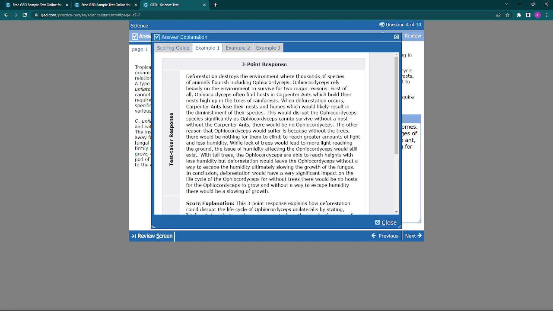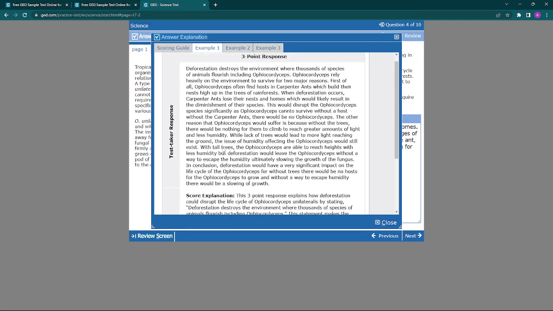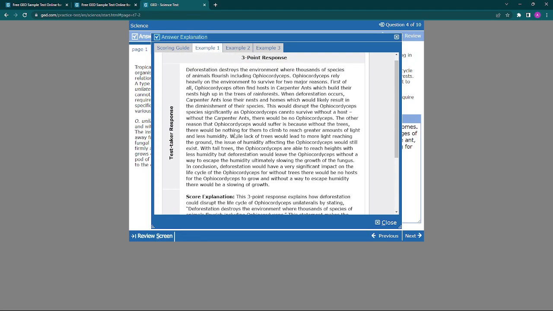So that is like a direct link of that. So that's good that they actually included that. The other reason that OU would suffer is because without the trees, there'd be nothing for them to climb to reach greater amounts of light and less humidity. Okay, so I feel like that was in there. So, anyways, my fault for not taking the time to read it, I guess. While lack of, so we were talking about that though, like the amount of light.